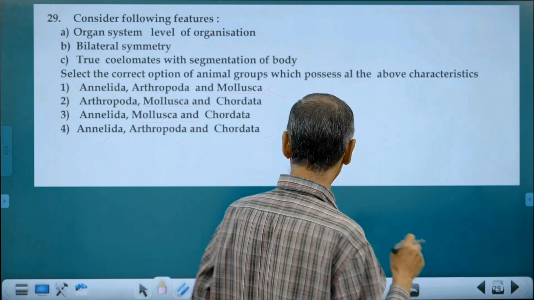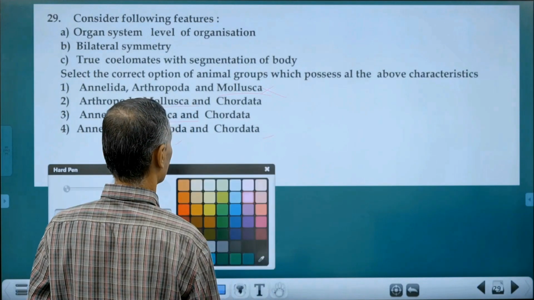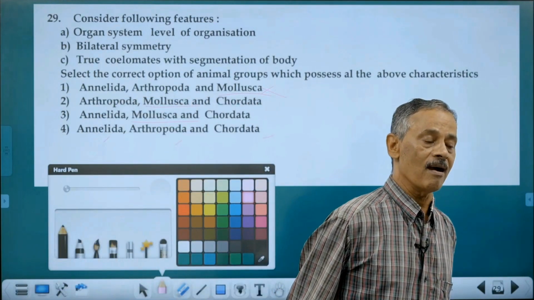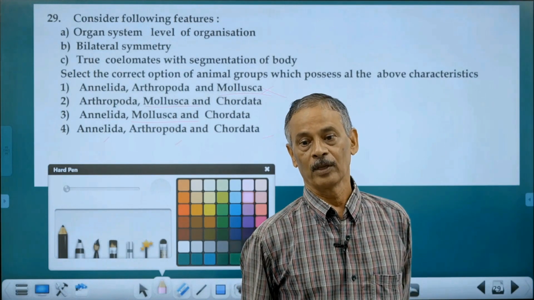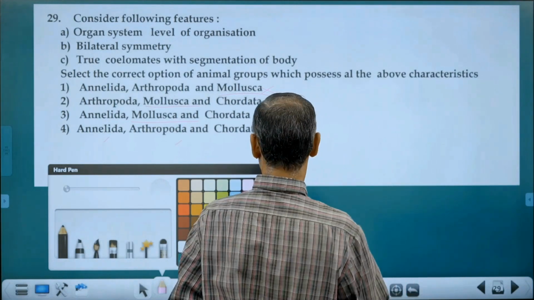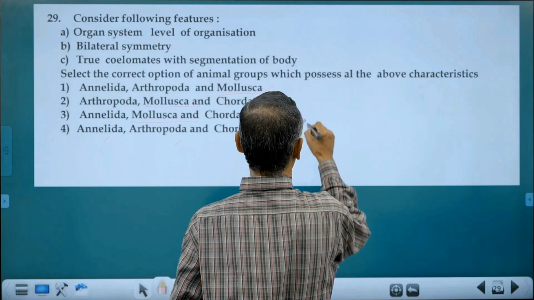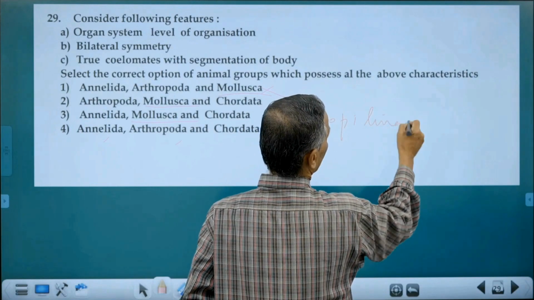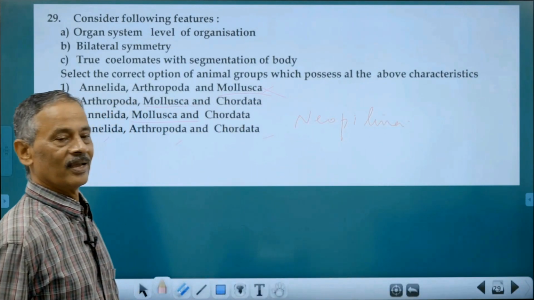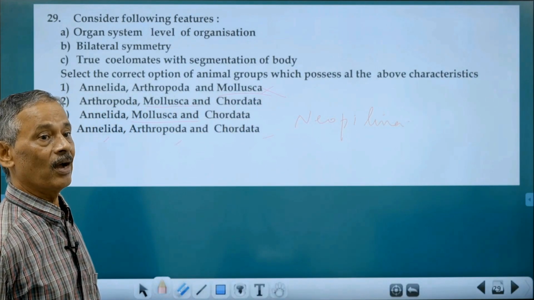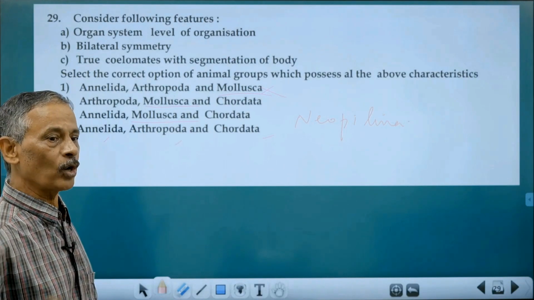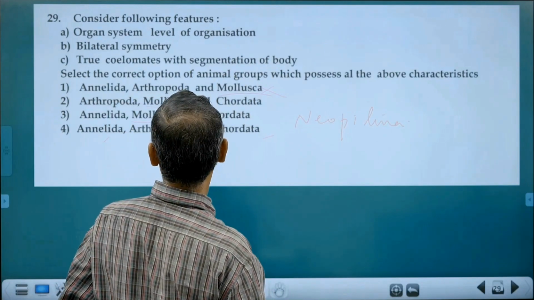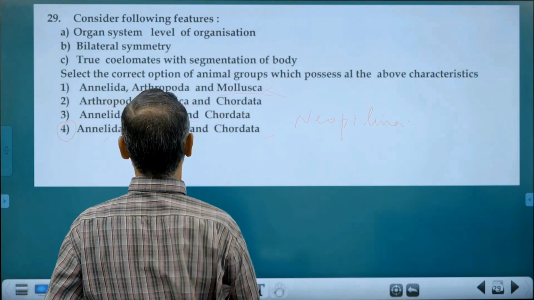Can anybody tell me what it is? It is a connecting link between Annelida and Mollusca. Neopilina. It is Neopilina galathea. It is a connecting link between Annelida and Mollusca. This is the only segmented mollusk. So the answer goes to option A.